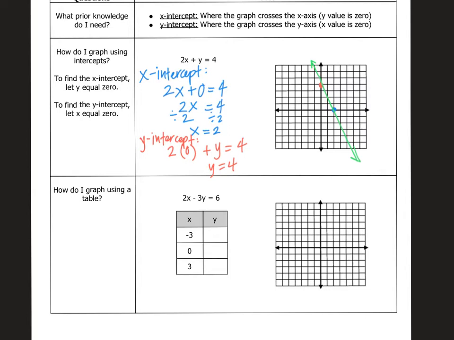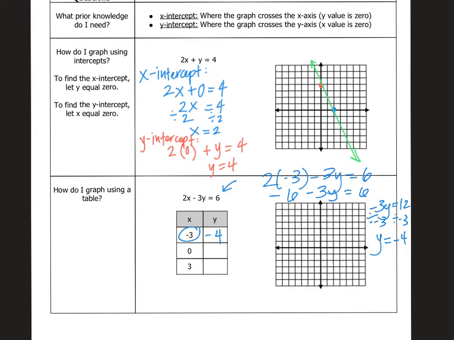Okay, so if I plug in -3 into my equation, and I'm going to do that in blue over here, then I get -6 minus 3y equals 6. I need to add 6 to both sides to get y by itself. So when I do that, I get -3y equals 12. And then I need to divide by -3 on both sides, and so I have y equals -4. So my y value is -4.